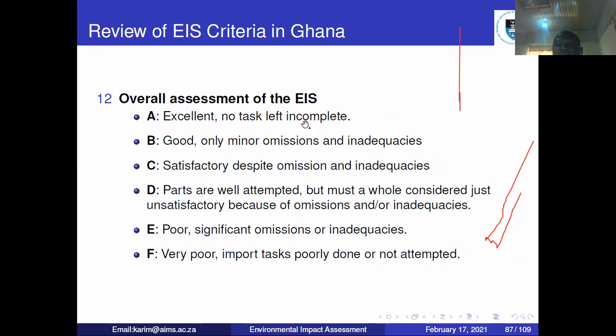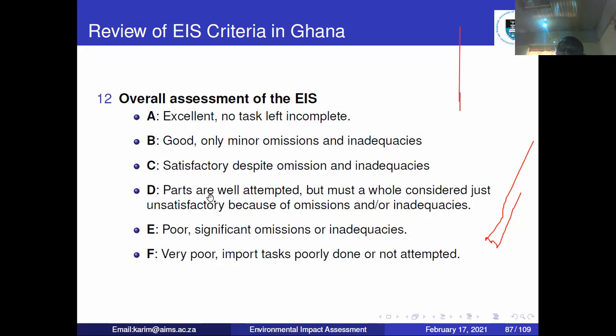Excellent. That means you don't need to do anything. Go ahead and then do your project. Good. Yes, but there are minor omissions, which you have to correct and continue your work. You don't need to submit it again. Satisfactory, despite omissions and inadequacies. So here you are allowed to rectify the corrections and then move on. So that means they will accept it subject to those corrections.